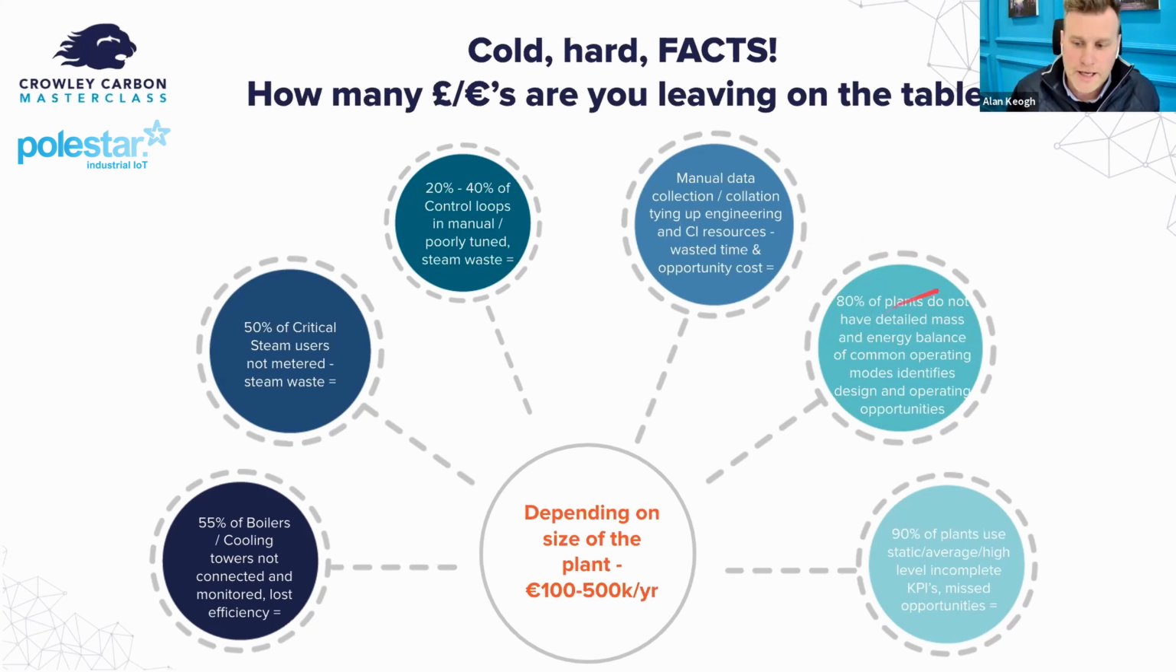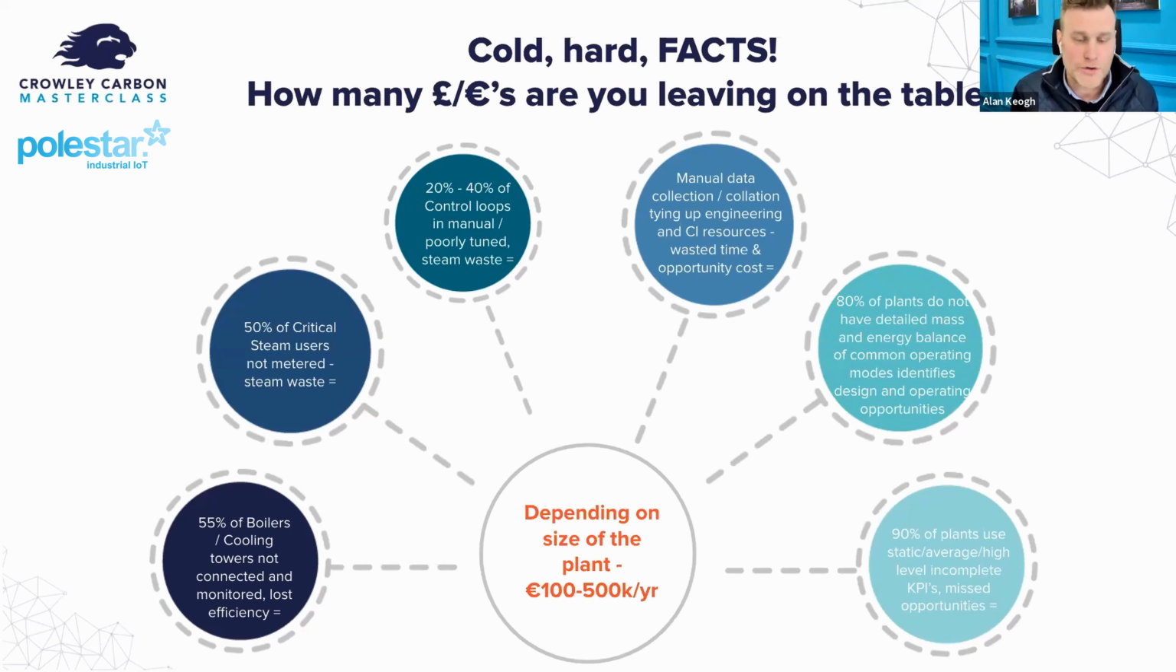And 90% of plants we find are using static KPIs, and they're better than nothing, you know, just dividing the kilowatt hours by the production tons or units or whatever it is. But there's a real opportunity in understanding exactly how the plant is performing, and having a target line to drive towards, and having the operators drive towards.